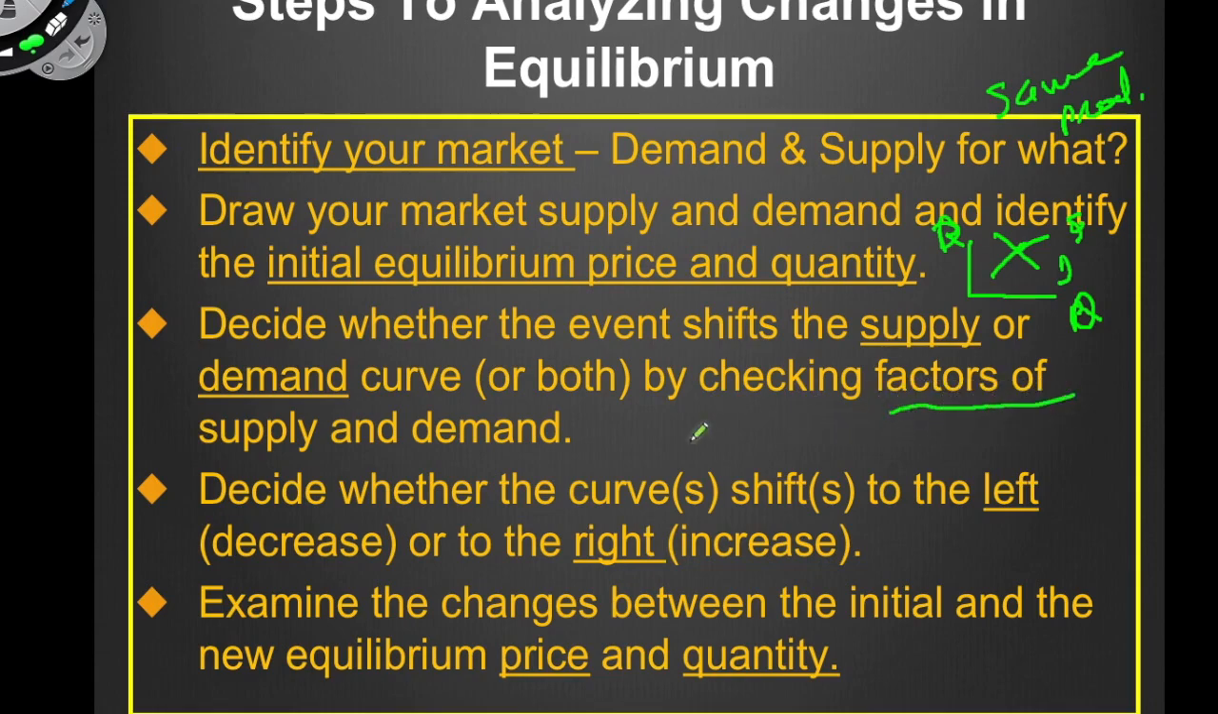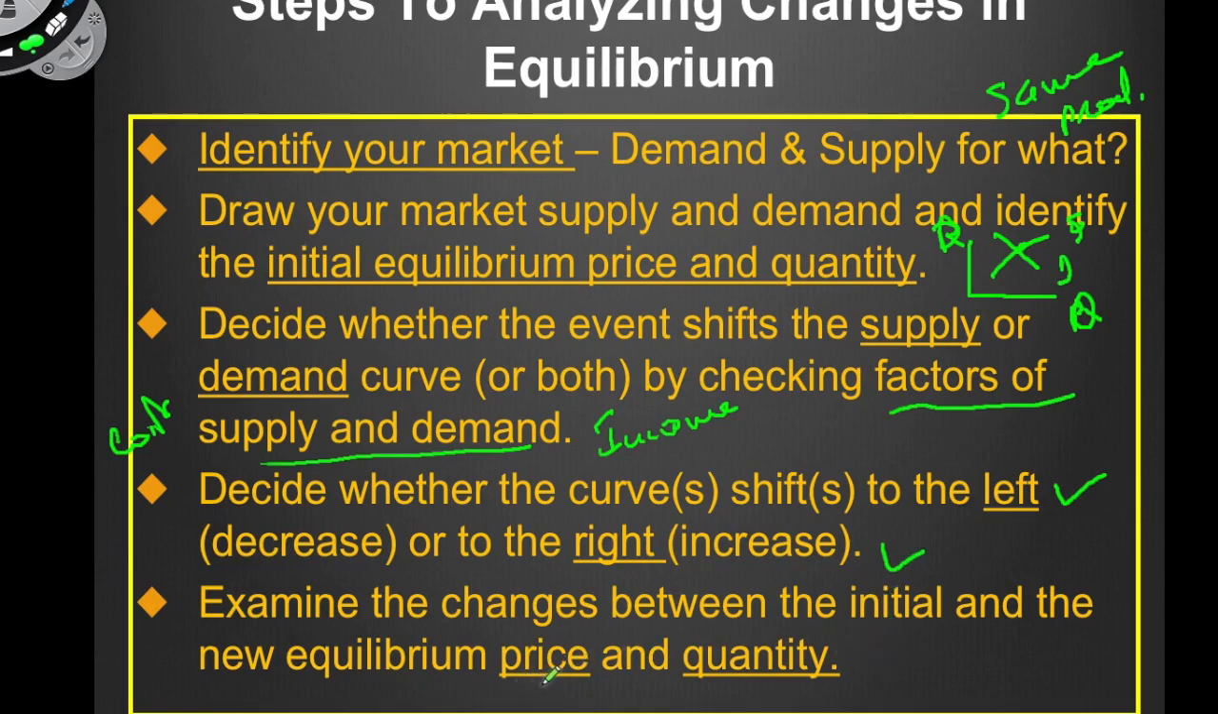So pay attention to the factors of supply and demand. What shifts the demand, what shifts the supply. So for instance, supply is often related to cost of production. Demand might be related to income for the consumers. Make sure you shift it in the right direction. If it's to the left, it's a decrease. If it's to the right, it's an increase.